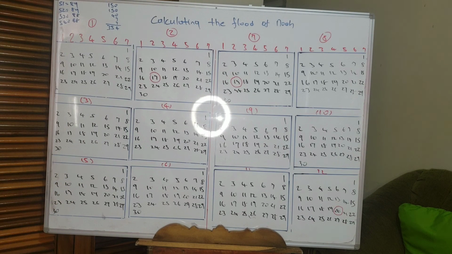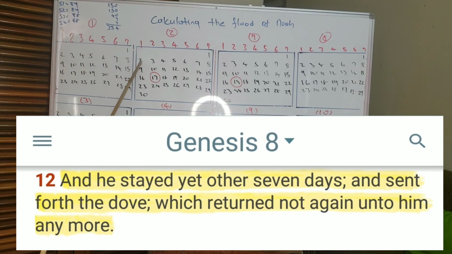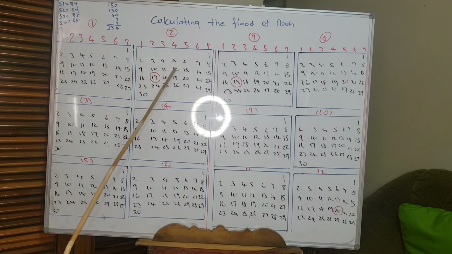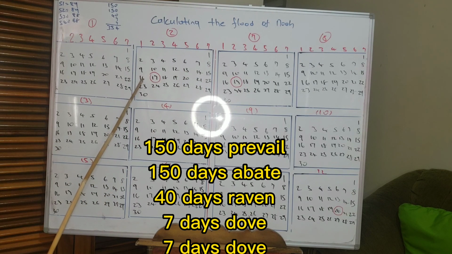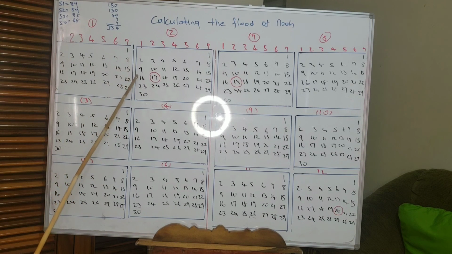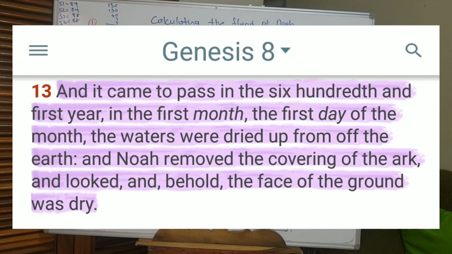Now let's go to verse 12. It says, and he stayed yet other 7 days. 1, 2, 3, 4, 5, 6, 7. Right? So from here, going back to the 16th of the second month would be a period of a year, 12 months. Right? Now let's see what happens here in Noah's life.